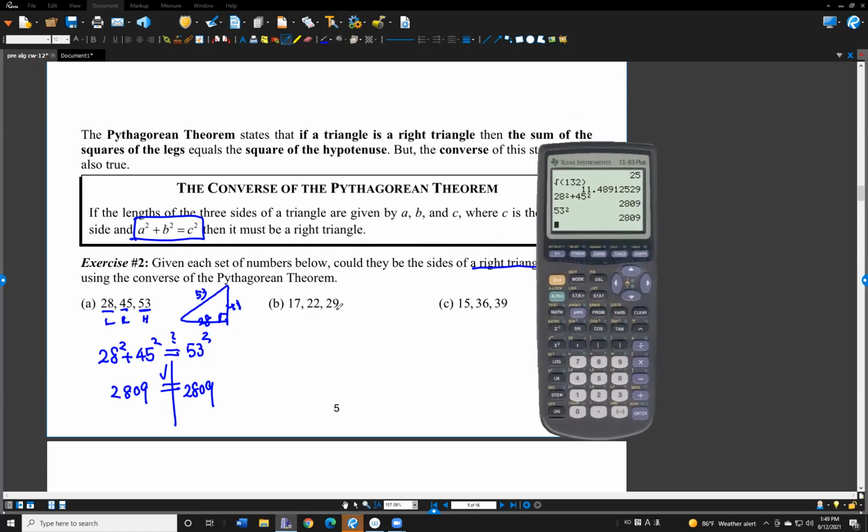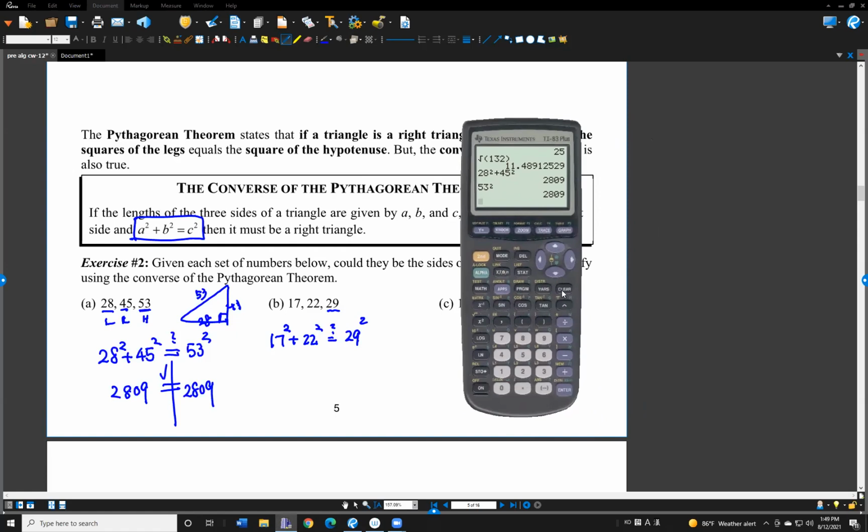What about B? Check it out. This is the hypotenuse, the longer side. 17 squared plus 22 squared equals 29 squared? We have to check it out. If they are equal, that is a right triangle. If not, not a right triangle. Use a calculator. 17 squared plus 22 squared, how much is this? 773. What? 29 squared? I don't think so, right? 29 squared is not 773, because 841 is totally different. So this is not a right triangle. Using these three sides, we cannot create a right triangle.